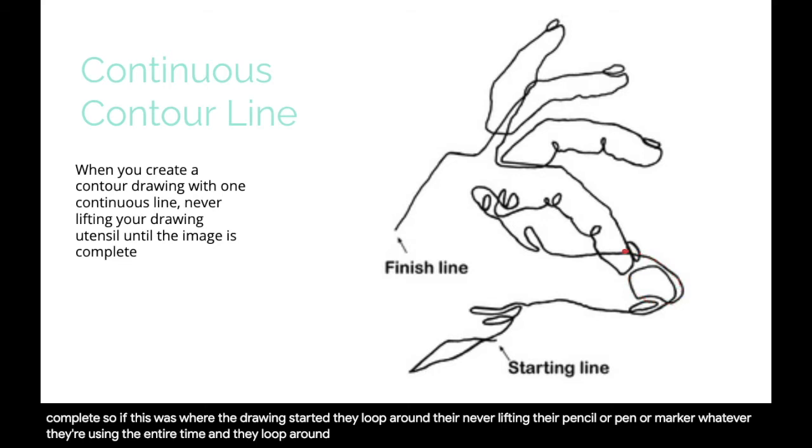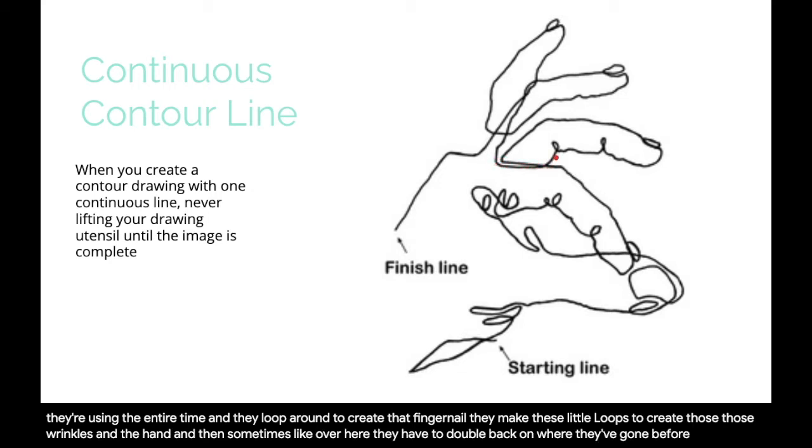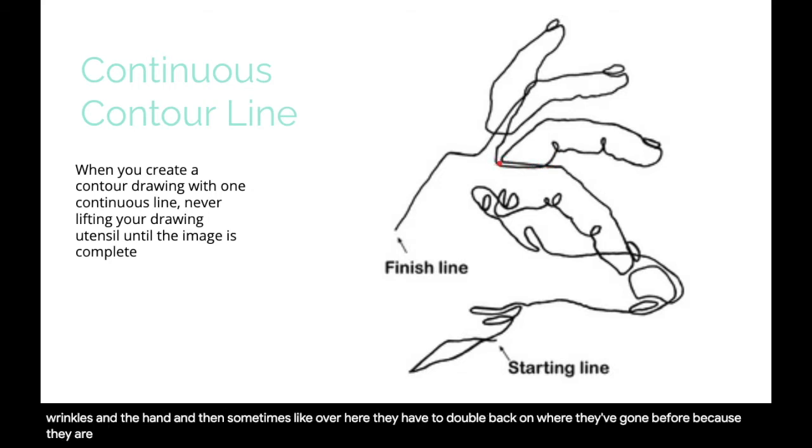And they loop around to create that fingernail. They make these little loops to create those wrinkles in the hand. And then sometimes, like over here, they have to double back on where they've gone before because they cannot lift up their pencil or whatever they're drawing with.